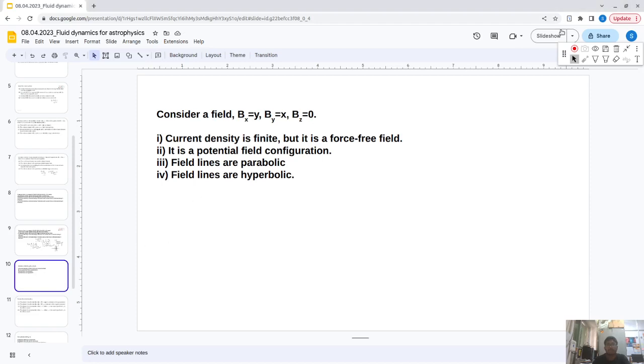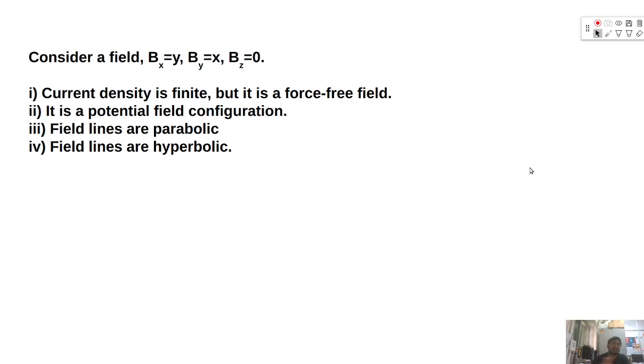Now if we look at the next question, consider a field Bx equals y, By equals x, and Bz equals 0. How to find out these things? So current density is finite in both of these? So what we have is the magnetic field here, right? So magnetic field is given by, let's say, y x cap plus x y cap plus 0 z cap, right?